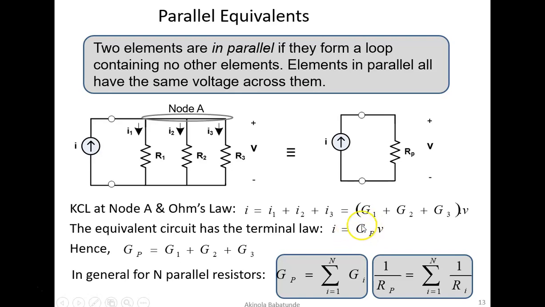So this shows that we have equivalent conductance in the circuit. So the equivalent circuit has a terminal law I equals GPV. This is the equivalent conductance in the circuit. GP will be equal to G1 plus G2 plus G3.